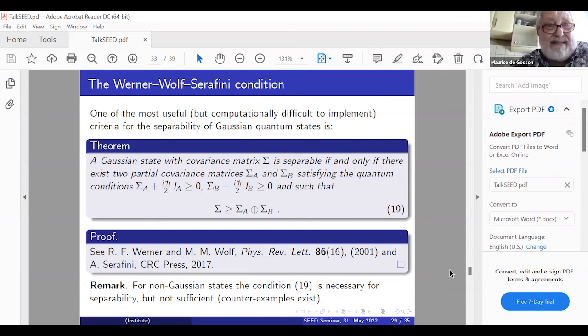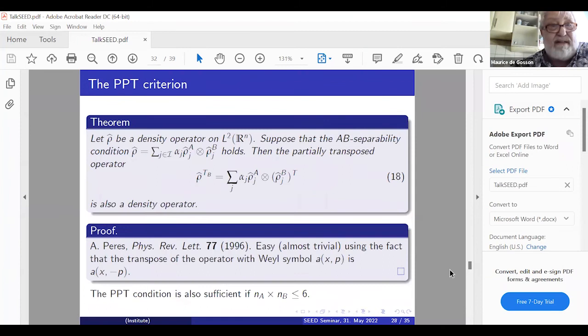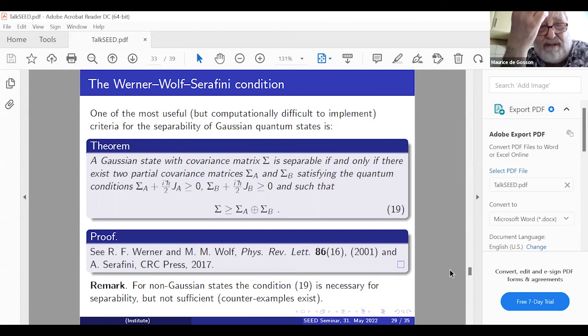In Gaussian, it's really sufficient and necessary. But otherwise, it's a necessary condition, but not sufficient. And this is actually very depressing. We have two necessary conditions, this one and the PPT criterion. But a sufficient condition in the general case is still lacking. And this is part of very active research. I'm myself working on that. It's not simple at all.